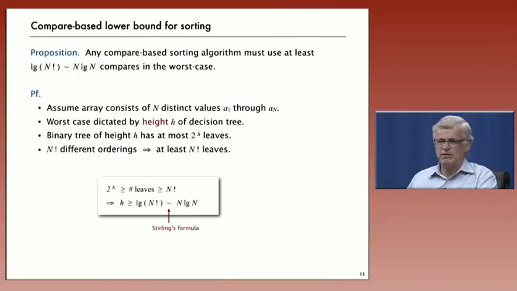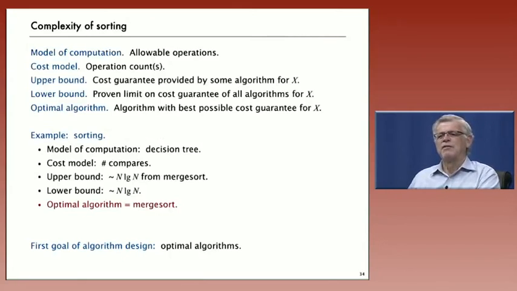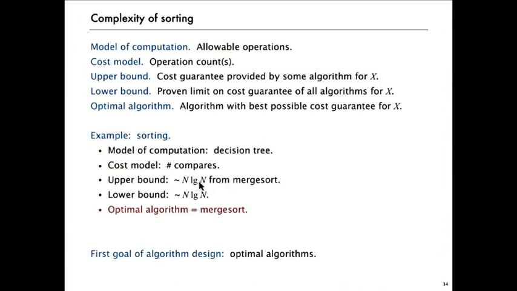2 to the h has to be greater than or equal to the number of leaves, and the number of leaves has to be greater than or equal to n factorial, so that implies the height of the tree has to be greater than or equal to log base 2 of n factorial, which is proportional to n log n by Stirling's formula. That's a lower bound on the complexity of sorting. So we knew that the upper bound was proportional to n log n, and we just proved that the lower bound is proportional to n log n, and that means that merge sort is an optimal algorithm.